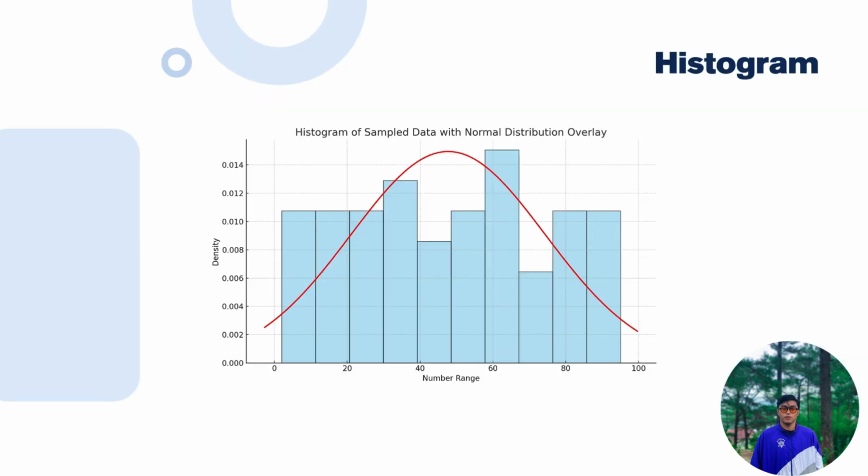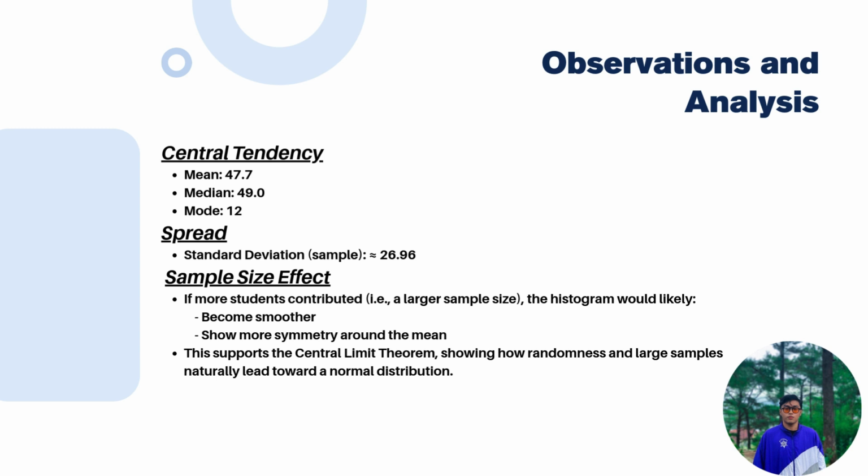Next, we visualize the combined data using a histogram. This shows how frequently different ranges of numbers appear. The red curve overlaid is a normal distribution, which helps us see how closely our sample resembles a normal distribution. Although it's not perfect, you can already see a bell-shaped curve forming. Looking at the numbers more closely, we calculated the mean, median, and mode to understand the central tendency of the data. The sample mean is 47.7 and the standard deviation is about 26.96, showing the spread of the data.